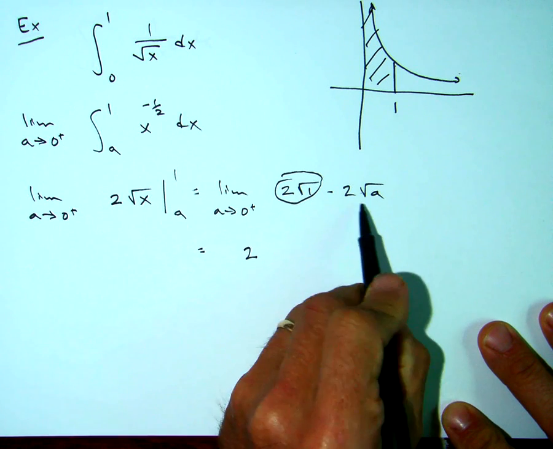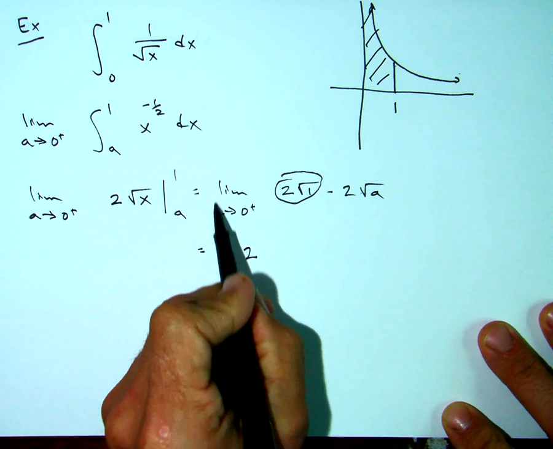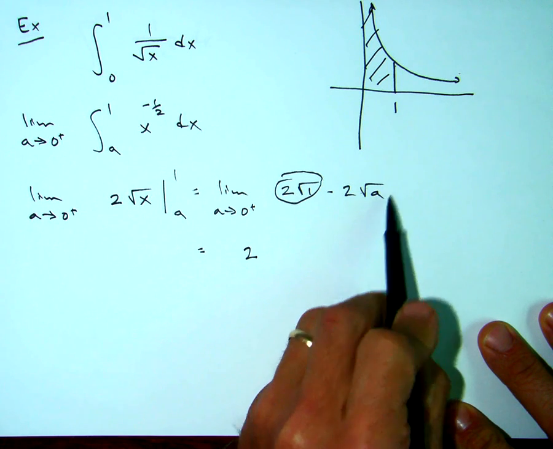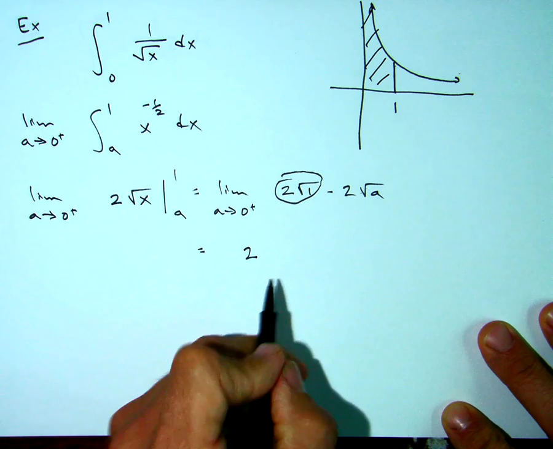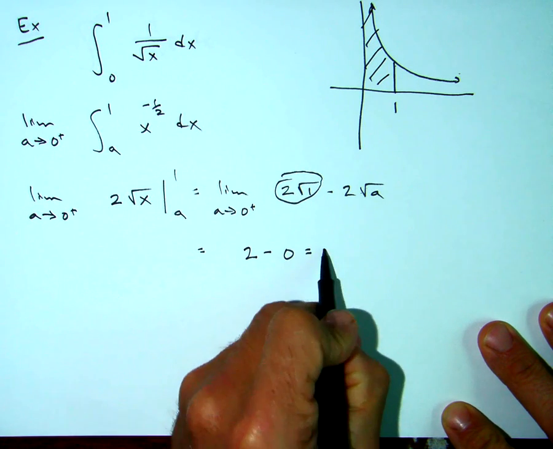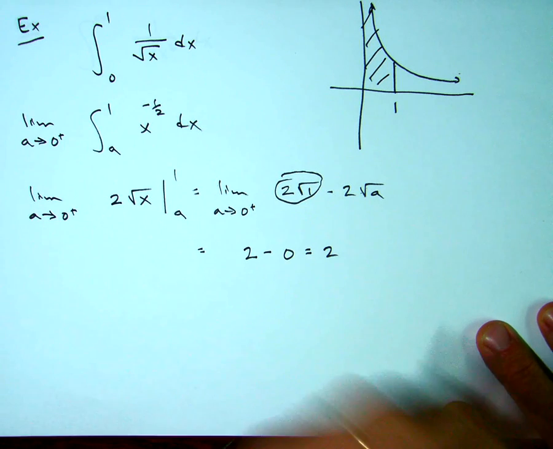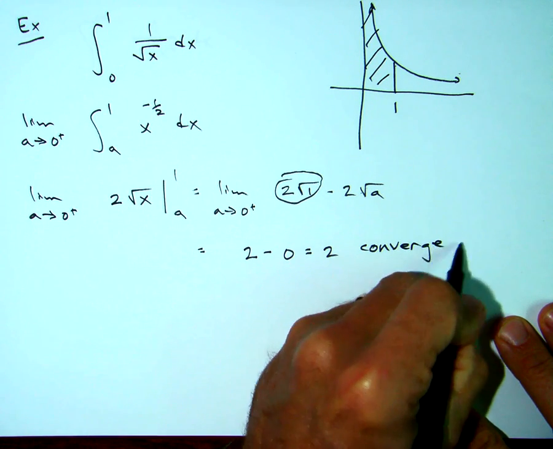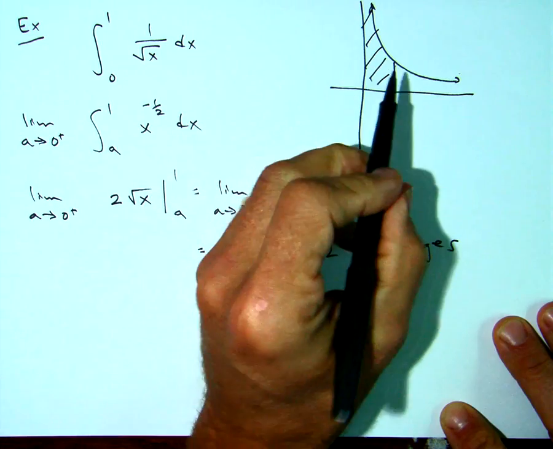If we look at this limit here, we're going to apply this limit where we have an a. As a goes to 0, the square root of a goes to 0, and that's going to be minus 0, so we just get 2. So this converges. Alright, so we have a finite area here.